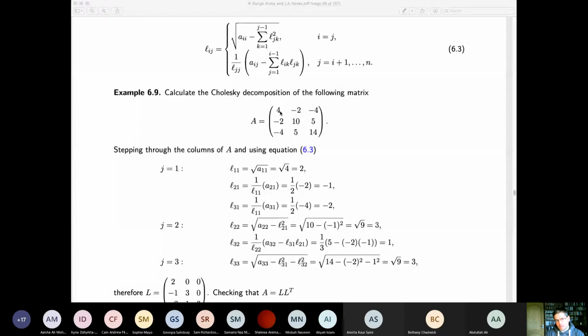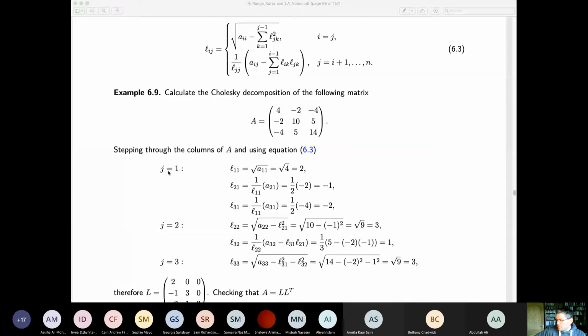This A, I'm going to tell you straight away, is a positive definite matrix. For any exercise or question I give you about Cholesky decomposition, you can assume it's positive definite unless I ask you to show it, but it is. You can see this is symmetric. For example, that -2 there is the same as that -2, that -4 is the same as that one, etc. And if we calculate the eigenvalues of this, they should all be positive.